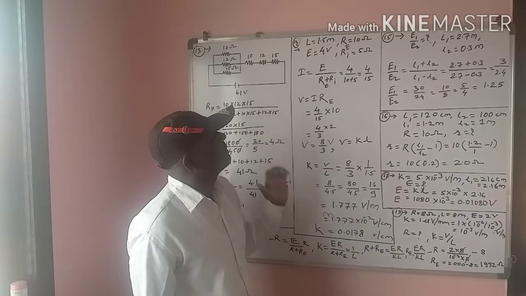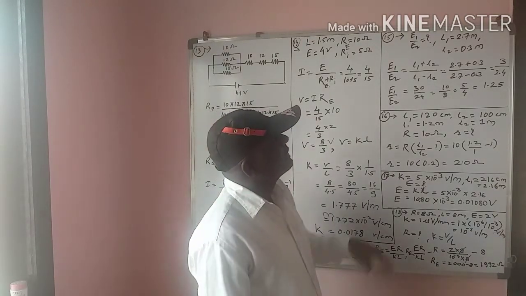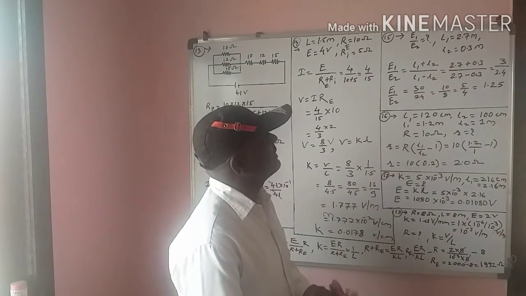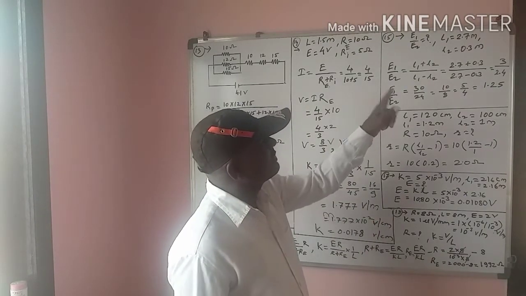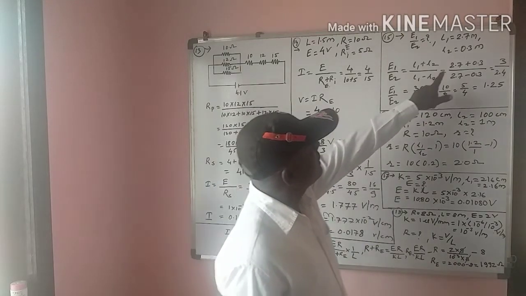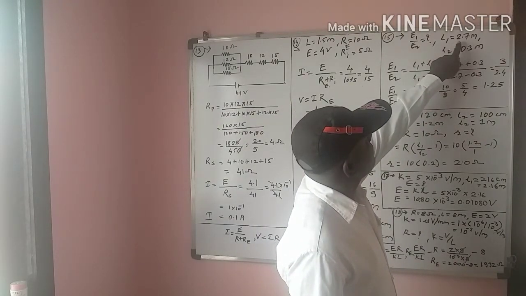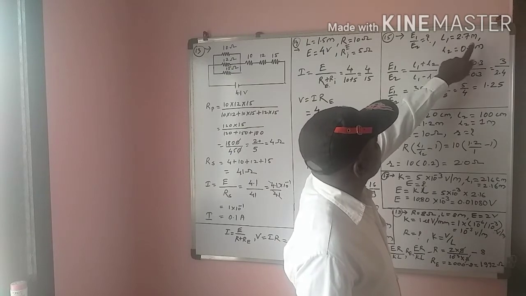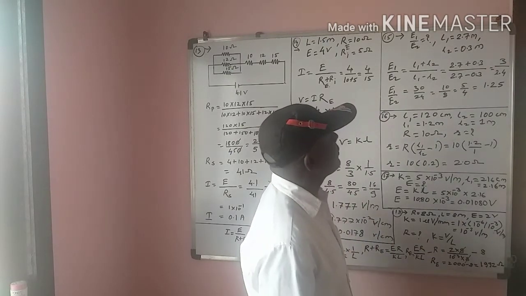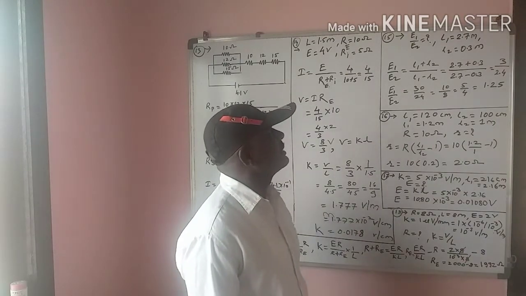This is problem number 14. In 15, we compare the EMF of two cells. In that, L1 and L2 are given as 2.7 meter and 0.3 meter. We convert the lengths into meters. So we write here L1 is equal to 2.7 meter and L2 is equal to 0.3 meter.